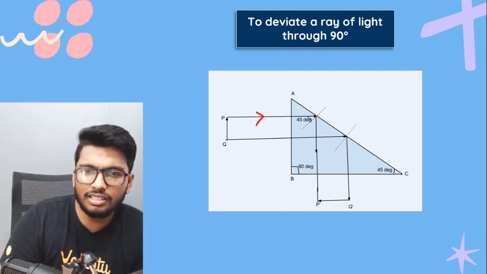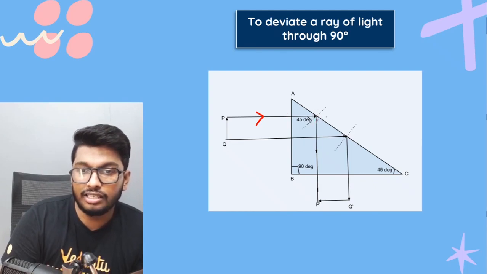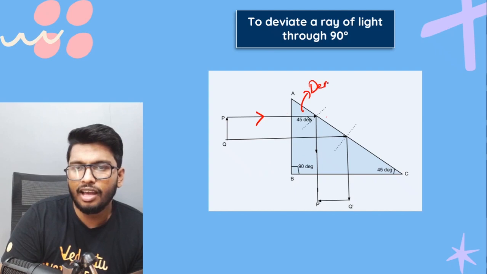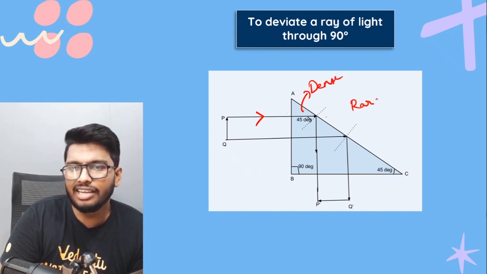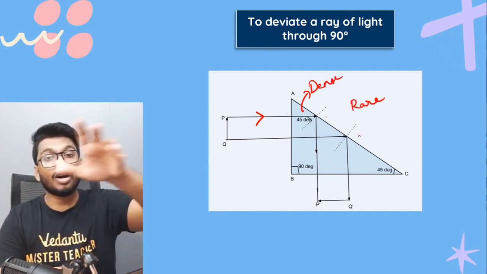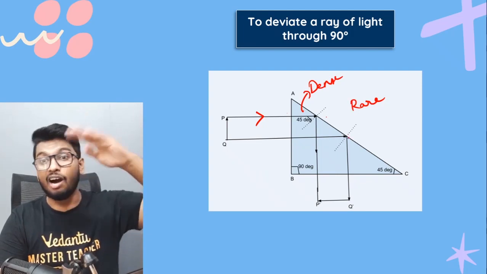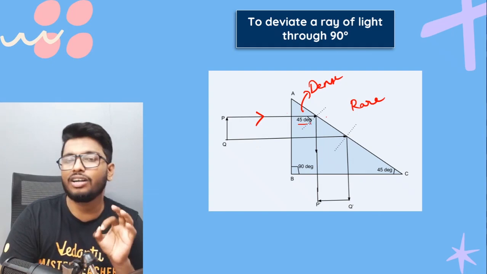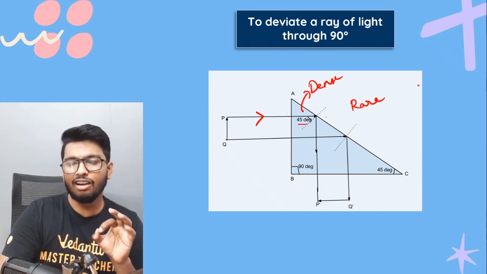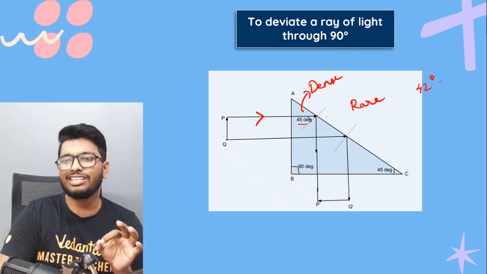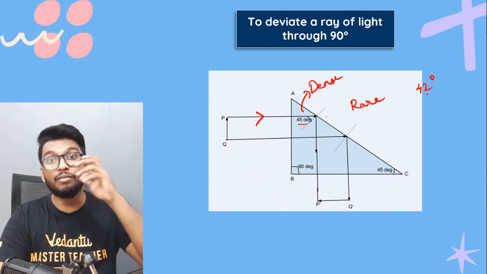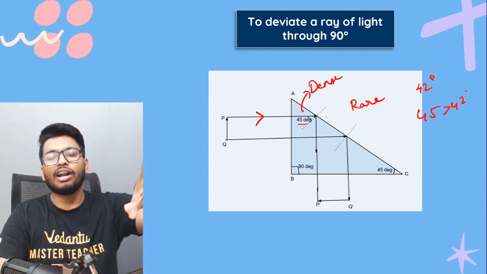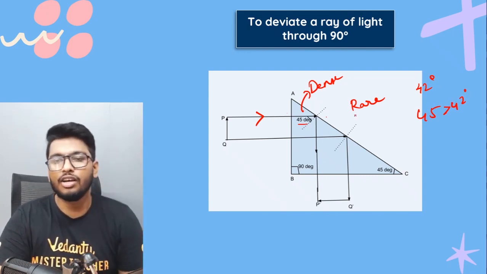Once it hits the other surface, now look at this. Light is now entering from a dense medium, and this is the rare medium. So light is entering from a dense to rare medium. What will happen? It will bend away from the normal. Here, the angle of incidence is around 45 degrees. Now the critical angle for glass is somewhere around 42 degrees. So it's greater than the critical angle. Because 45 degrees is greater than the critical angle, it will undergo total internal reflection. So it'll get reflected back.